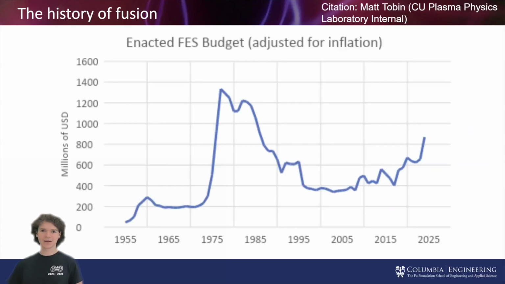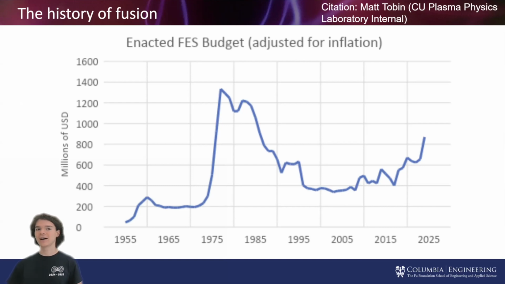And this is just an image of what's going on with the federal budget and fusion, I believe. There was a big budget boost in the 70s, and then things kind of tanked in the 80s and leveled out for a little while for fusion. And then very recently, the budget has started to skyrocket again.